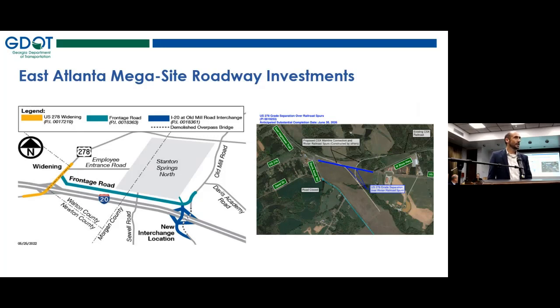A brand new 4-lane frontage road paralleling I-20 for the length of the megasite. And then a new interchange at I-20 at a local road called Old Mill Road. That's an interchange project that we are delivering. So those are the first 3 projects that we introduced to the program to support this operation.